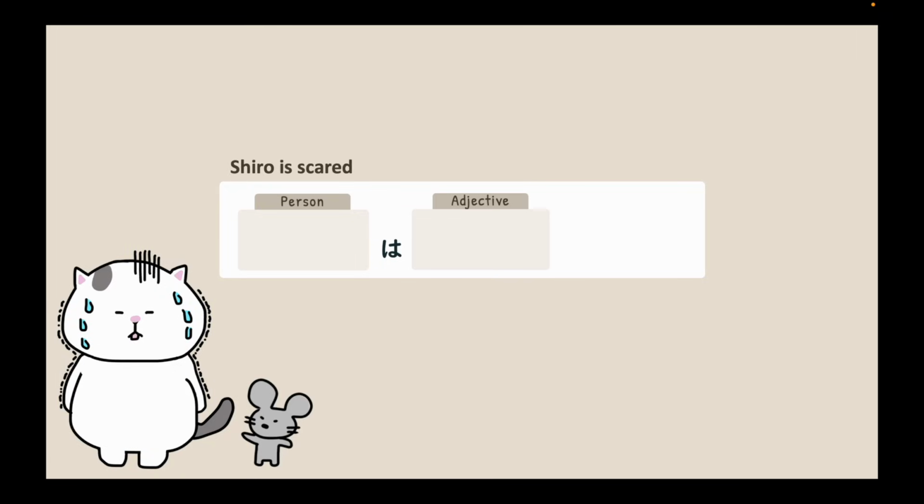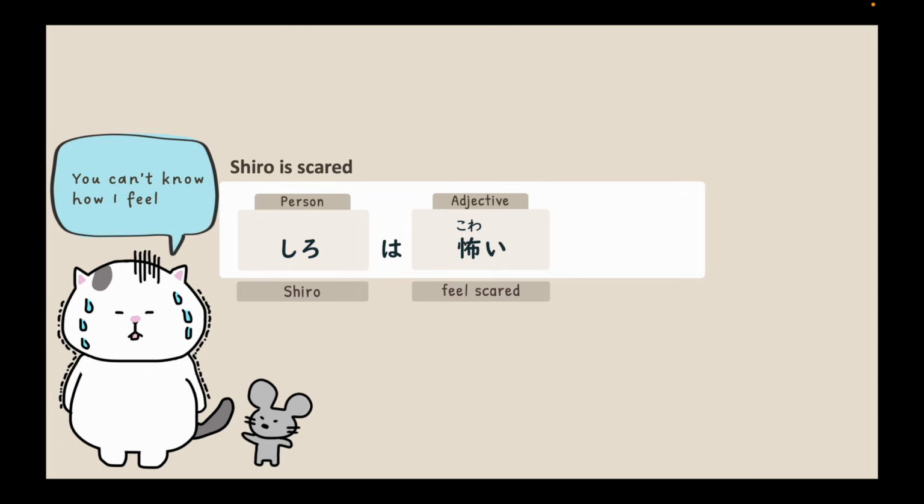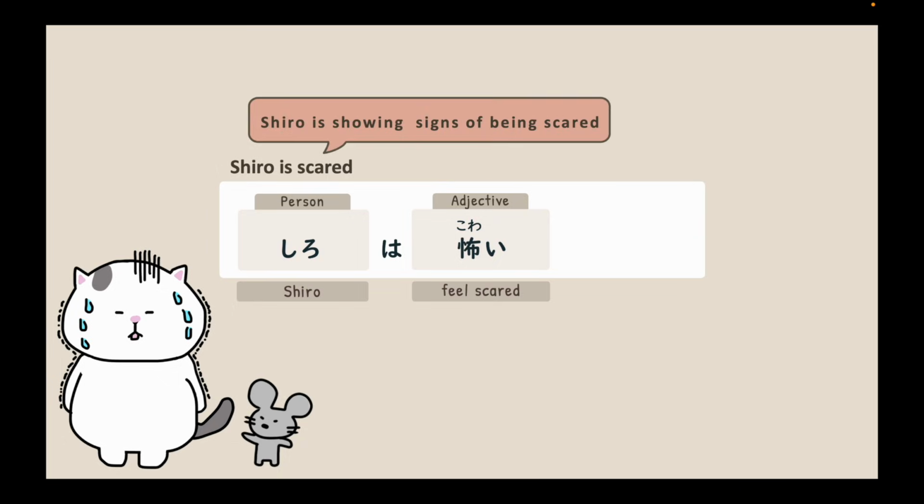You might be tempted to say Shiro wa kowai. But in Japanese, we can't directly describe other people's feelings because we don't really know how they feel inside. So instead, we say, Shiro is showing signs of being scared. To do that with an I adjective, kowai, we drop the final I and add garu. Shiro wa kowagaru.